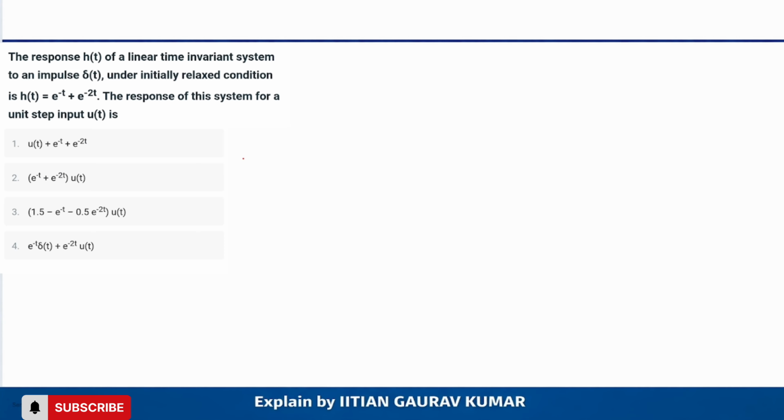So it is basically asking about the response of the system, meaning C of s. Response means C of s. Just assume that this is C of s, this is R of s, and this is H of s. So H of s is given as e to the power minus t plus e to the power minus 2t; this is h of t.